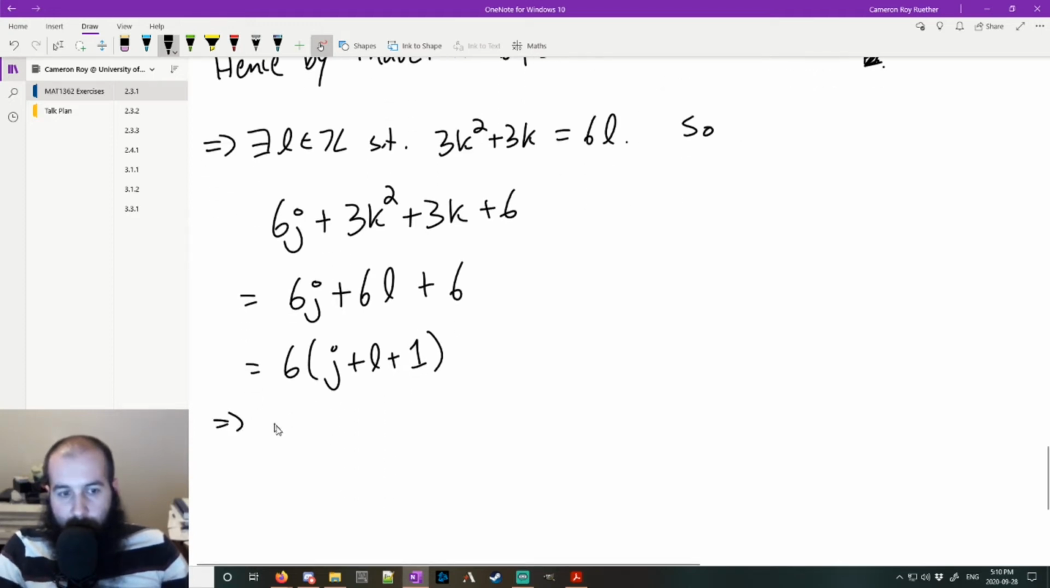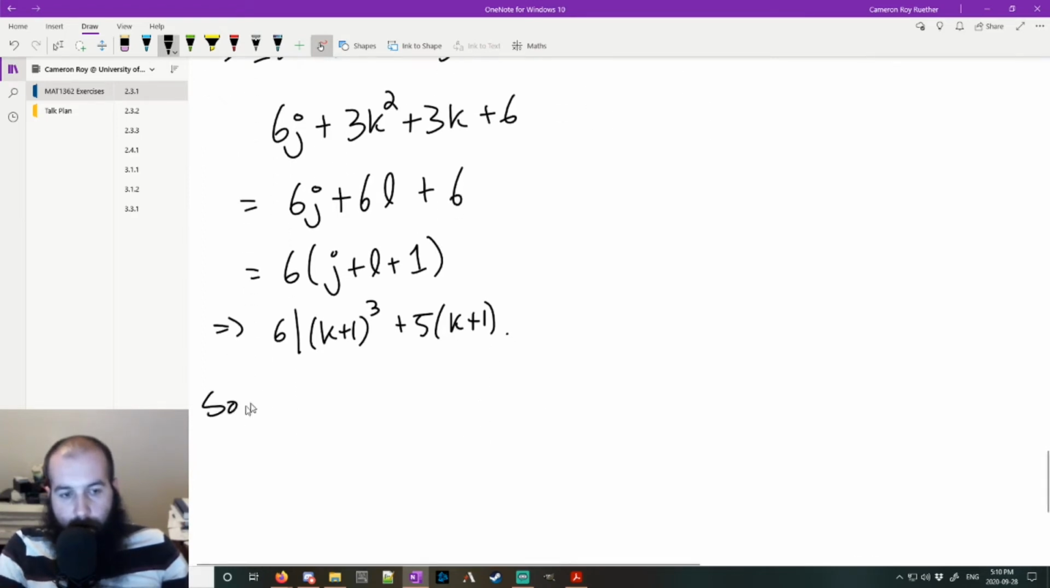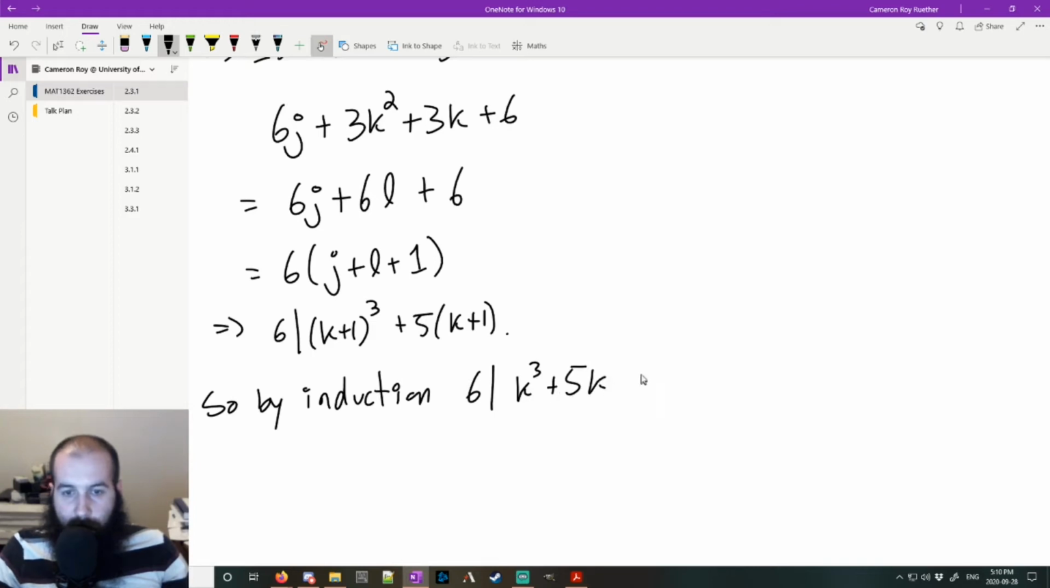So this implies that 6 divides the original expression we were working on, which was this at k plus 1. That concludes the inductive step. So by induction, 6 divides k cubed plus 5k for all natural numbers k.